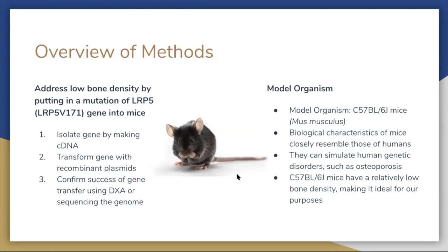For the model organism, this is the C57BL/6J mice, or Mus musculus. The biological characteristics of the mice closely resemble those of humans, as stated before. They can simulate human genetic disorders such as osteoporosis due to the fact that they have a low bone density.